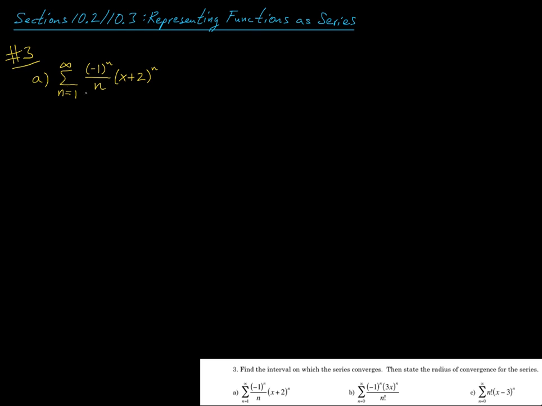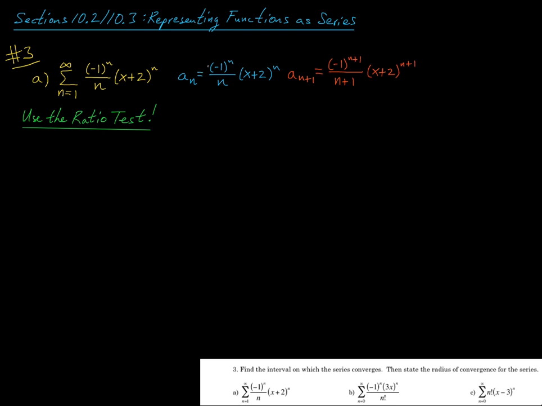All right, now part A, we're looking at the sum of (-1)^n over n times (x+2)^n, and the sum starts at n equals 1. And when finding the interval on which a series converges, you always want to use the ratio test. Okay, so here a_n is (-1)^n over n times (x+2)^n, and so a_{n+1} is (-1)^(n+1) over n+1 times (x+2)^(n+1).